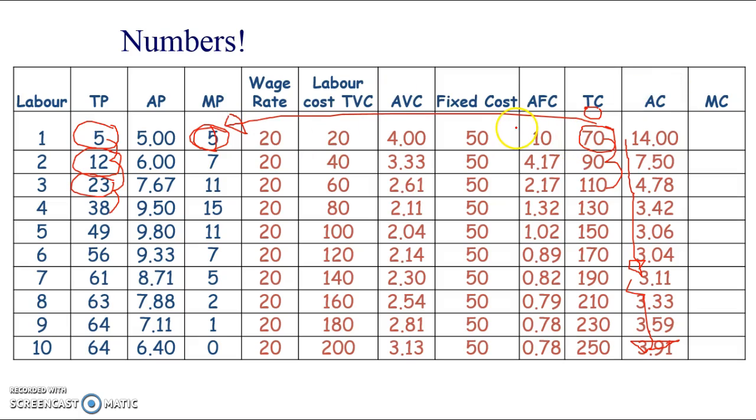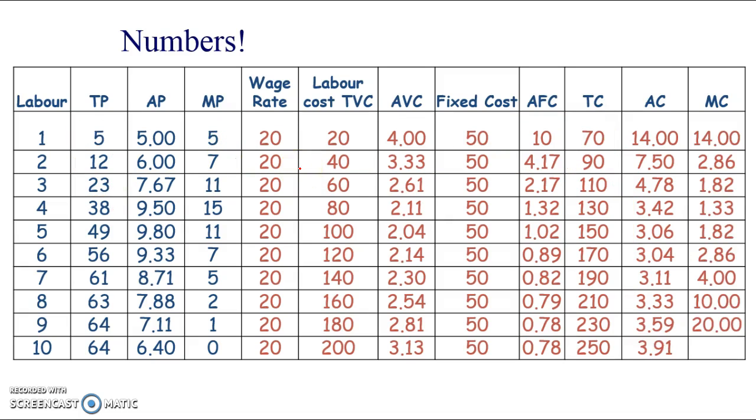In this case, what I've done is I've assumed that the total cost would be 0 if they were producing 0, but you could also have it as 50. But in this case, I've done it as 70 divided by the 5. For the next one, we would have the difference between total costs, so the difference between 70 and 90, which is 20, and then divide it by the 7 there.